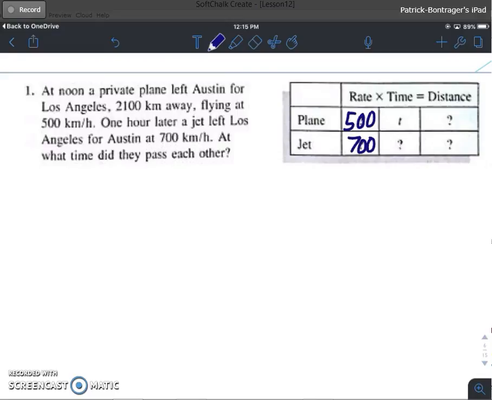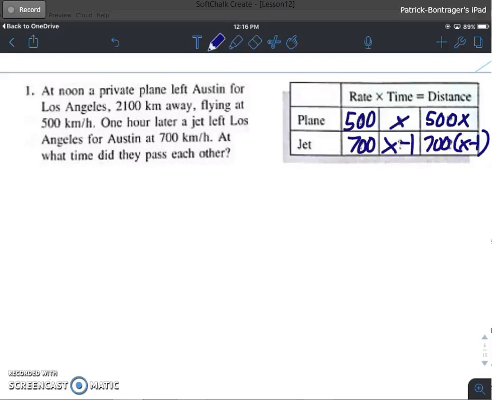All right, so at noon, the plane left. So we're just going to label that x. 1 hour later, the jet left Los Angeles for Austin. They passed each other, so they stopped at the same time. So did the jet work 1 hour less or 1 hour more than the plane? It worked 1 hour less, so it's going to be x minus 1. Again, we get our last column by multiplying. So 500x and 700 times x minus 1.